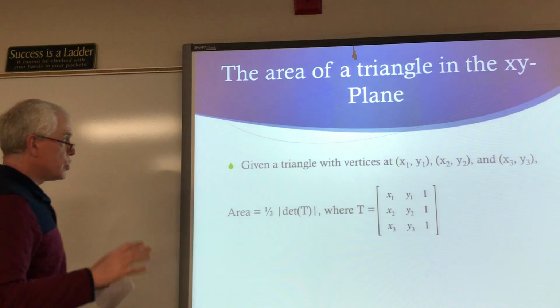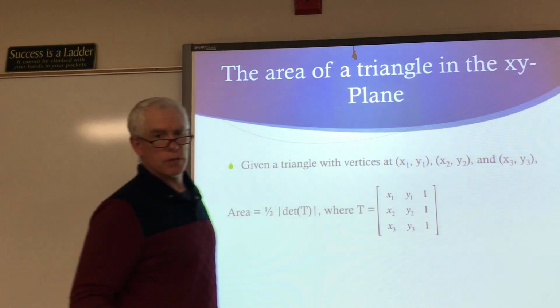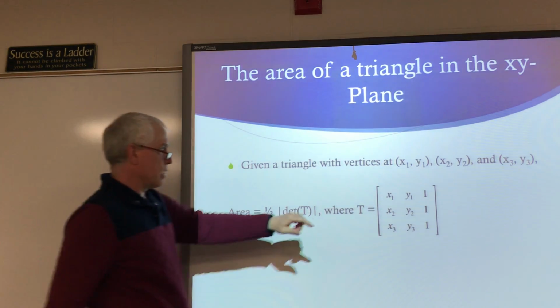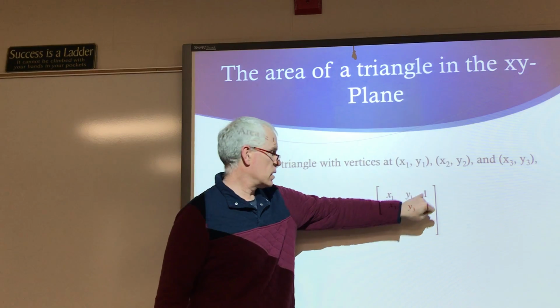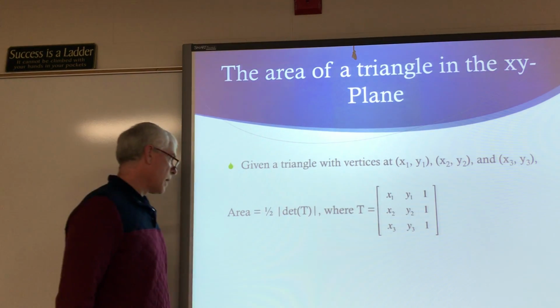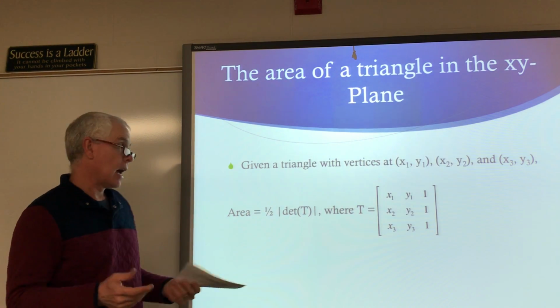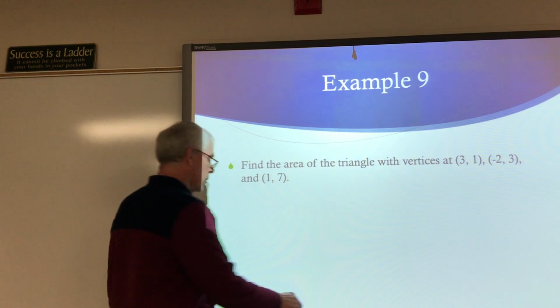So in general, if I give you the coordinates of the vertices of a triangle and I want you to find the area of that triangle, I can create a matrix where x1, y1, those are the coordinates of one of the vertices, and then a 1 in that last column, and I do the same thing with x2 and x3. If I take half of the absolute value of that determinant, I get the area. Okay? So this is what we're looking at here.